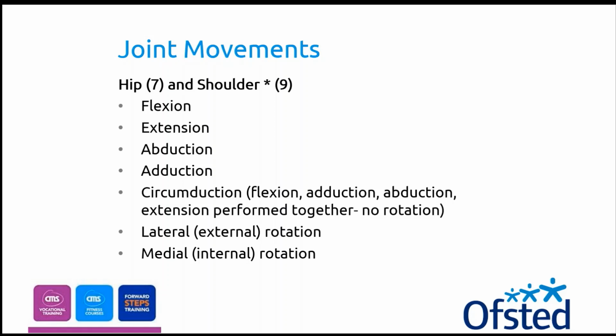So they are the 7 movements of the hip and the shoulder, but there's 2 more for the shoulder. The last 2 for the shoulder are horizontal flexion and horizontal extension. A good way to remember this is if you hold your arms out to the side as if you're in a crucifix position, there's a horizontal line going across your arms. When you clap your hands together, that's horizontal flexion, and when you separate and open them up, that will be horizontal extension.